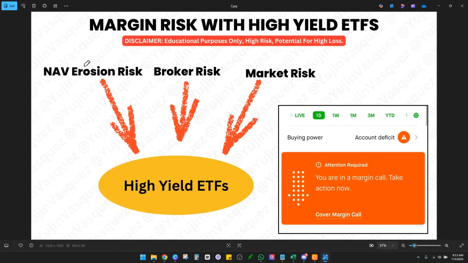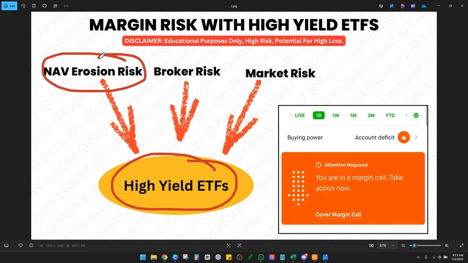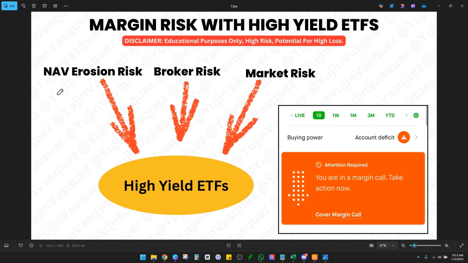All right. And then I'll move into why I'm including treasuries a little later. So bear with me. High yield ETFs come with three different risks. First, you have NAV erosion risk. Believe it or don't believe it, I don't care. I do believe in NAV erosion risk, and I do believe that some of the ETFs I hold have this risk tied to them because of the high distributions that they pay out.